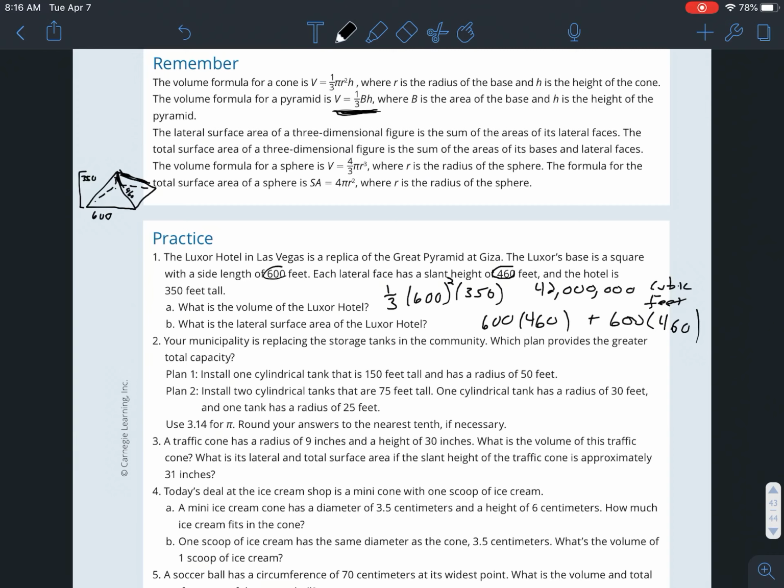So if you type this in your calculator, 600 parentheses 460 plus 600 parentheses 460, your answer should come out to be, I'm going to put it right over here to the side, 552,000 square feet.